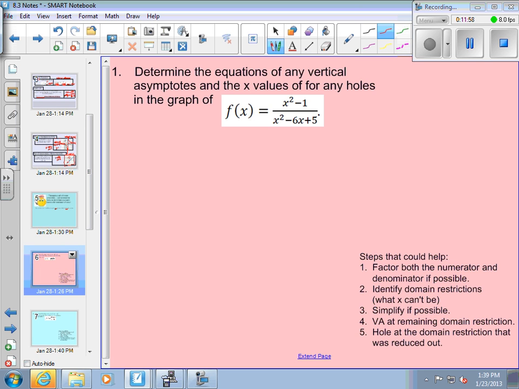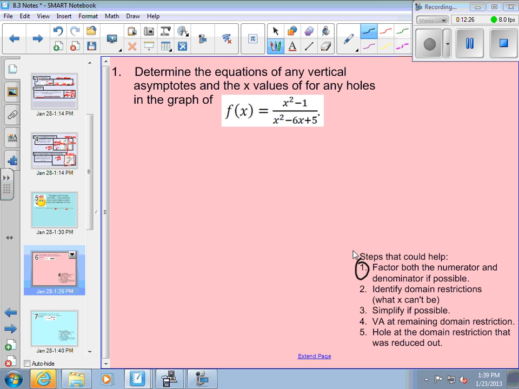All right, let's look at a problem here. In number 1, we are going to try to determine where there are some vertical asymptotes or holes in the graph for this one. So when you're doing these, first thing you want to do is factor both the numerator and denominator if they can be factored. Sometimes it can be, sometimes it can't be. This particular problem we can. We're going to factor both of these. Let's start with the numerator.